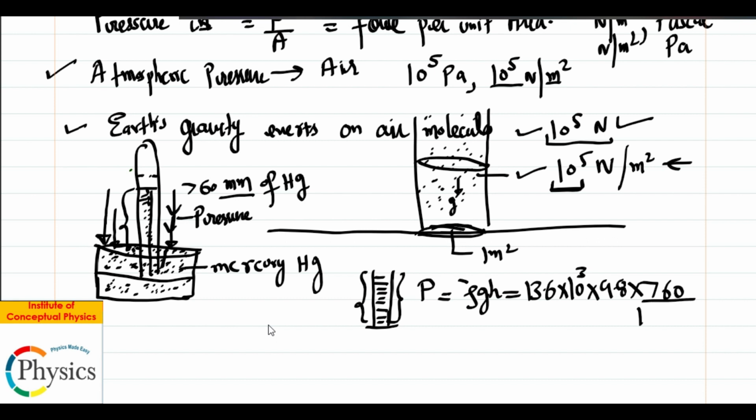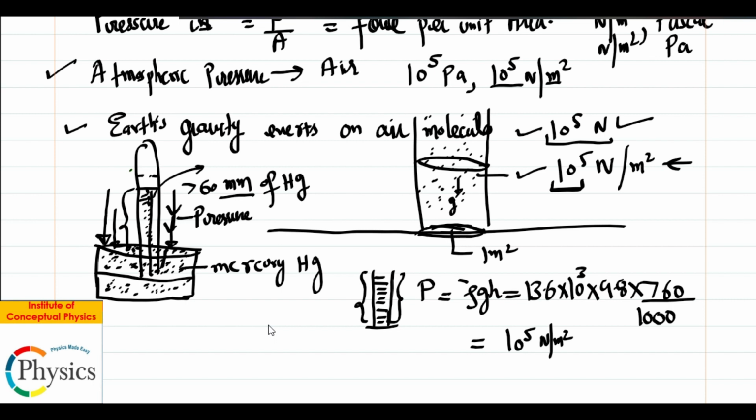Let me convert it to centimeters and then meters, right? This becomes 0.76 meters. And if you calculate this, it will actually come out to be 10 raised to power 5 Newton per meter square. So what you are doing is exposing mercury to the atmosphere, and it rises till 760 mm, and we say that the height of this mercury is the atmospheric pressure. So this is the way we measure the atmospheric pressure.